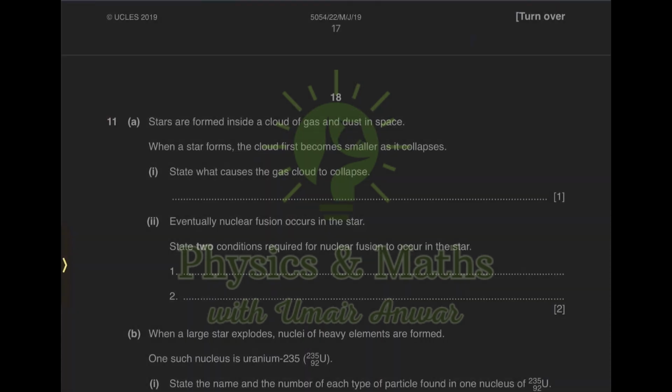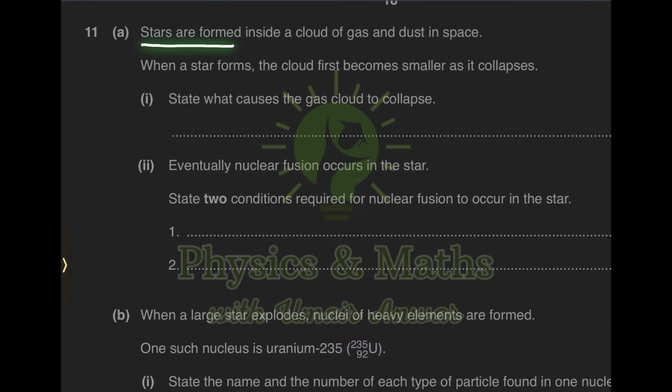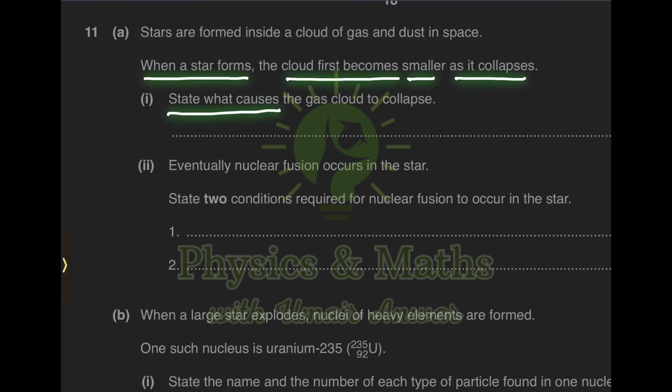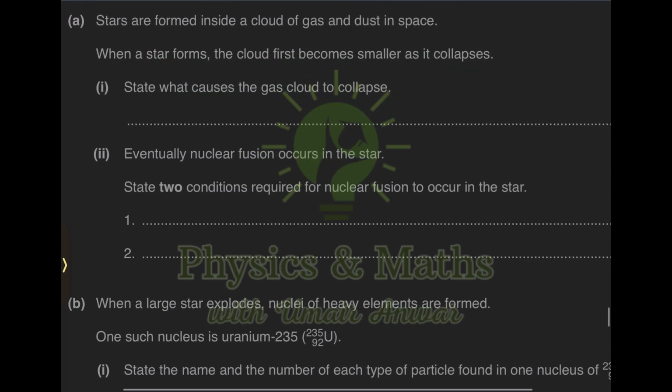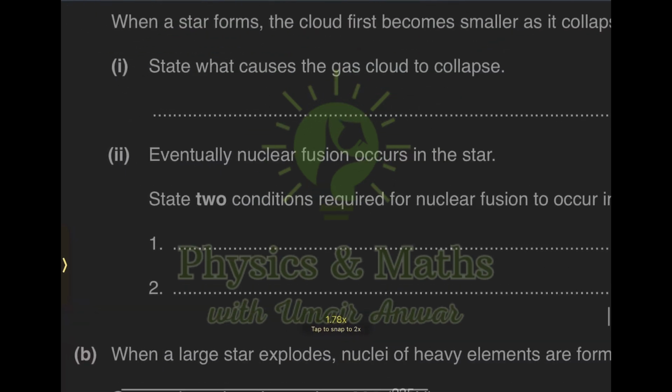The question mainly relates to the section of nuclear physics of the syllabus. Stars are formed inside a cloud of gas and dust in space. When a star forms, the cloud first becomes smaller as it collapses. State what causes the gas cloud to collapse. It collapses because it is being pulled by a very strong force of gravity in the core of the star. So we can say that the force of gravity causes it to collapse.